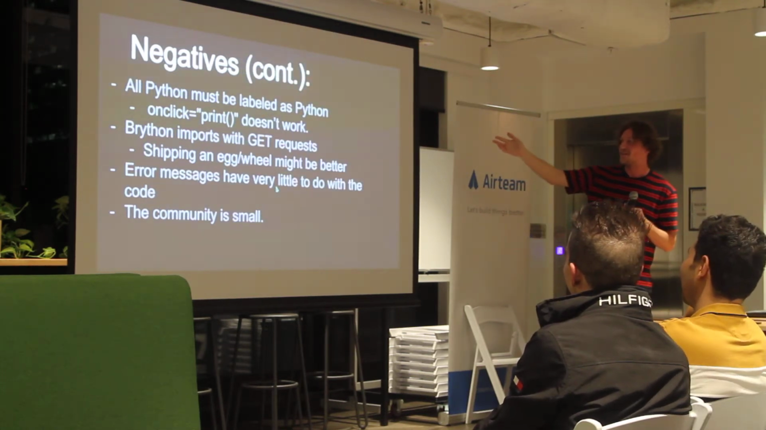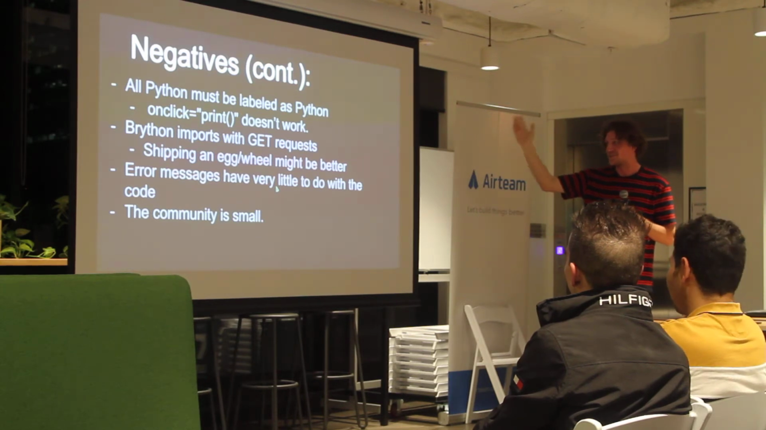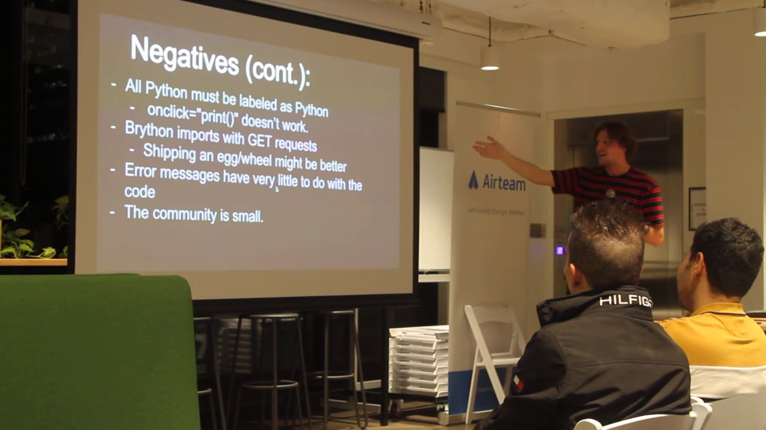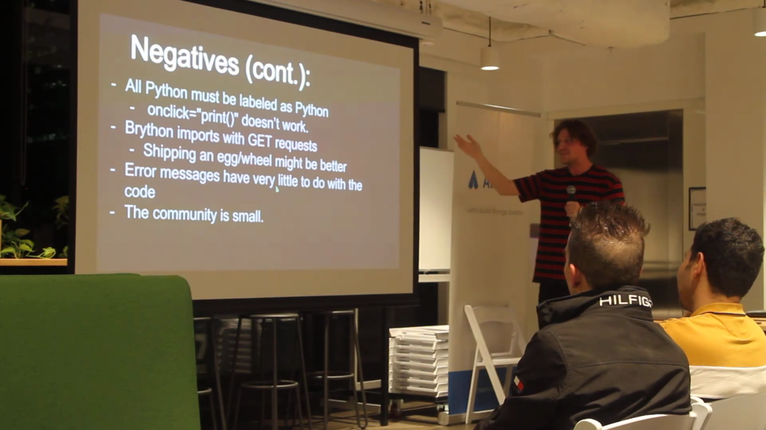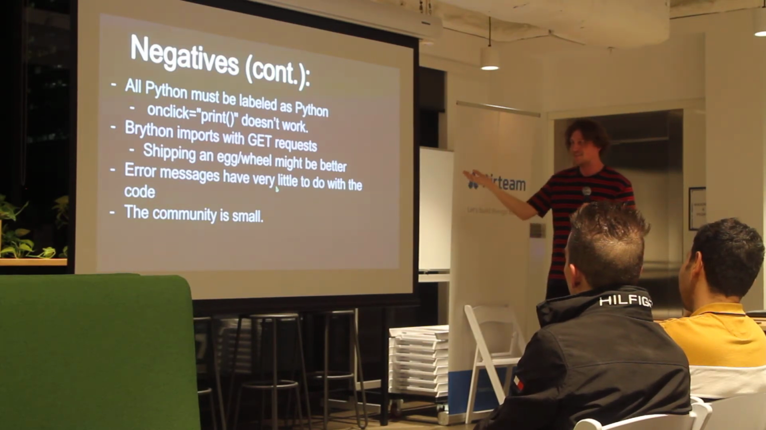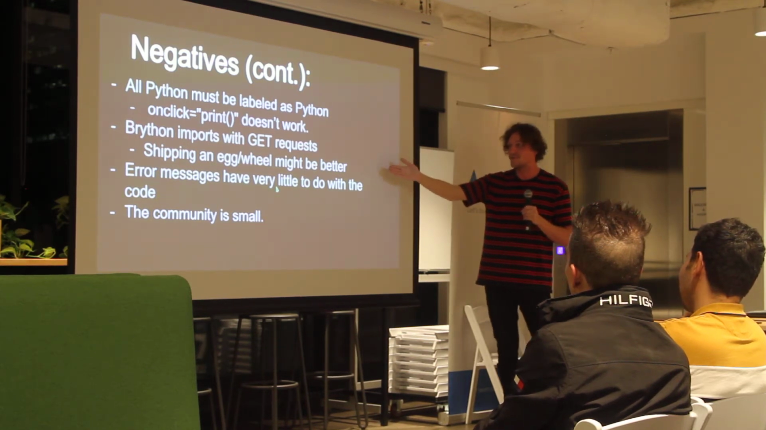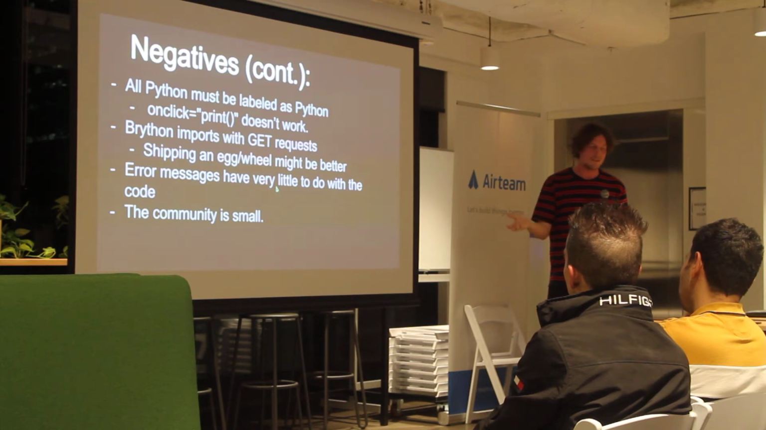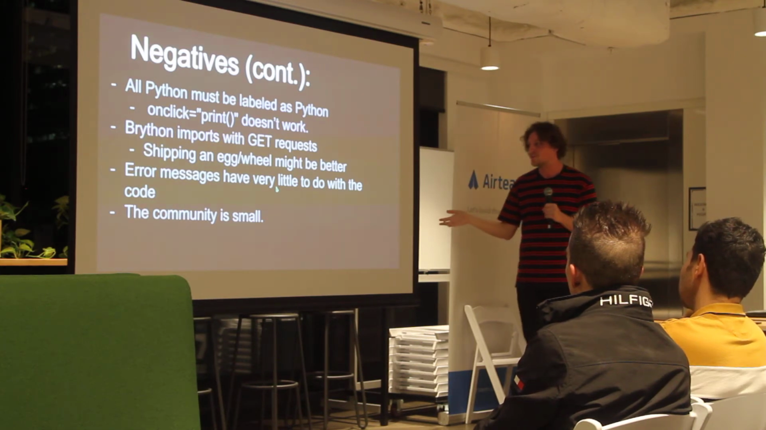All Python must be labeled as Python. On-click print doesn't work. Python imports with GET requests. That was super annoying. As a potential fix, this is very easy for me to say and probably super hard to actually implement, but it would have been way better if I could just have a script tag that's like an egg or a wheel, like a Python egg, and then have an import statement running like from, and then be able to use import statements on that. But yeah, that wasn't possible.